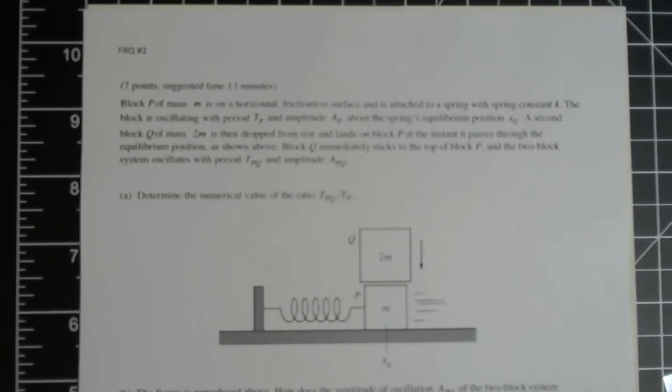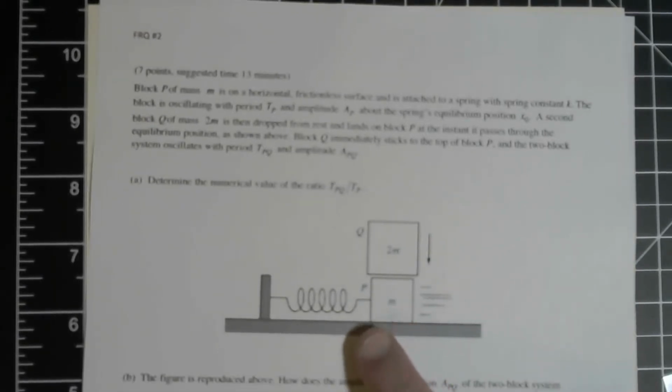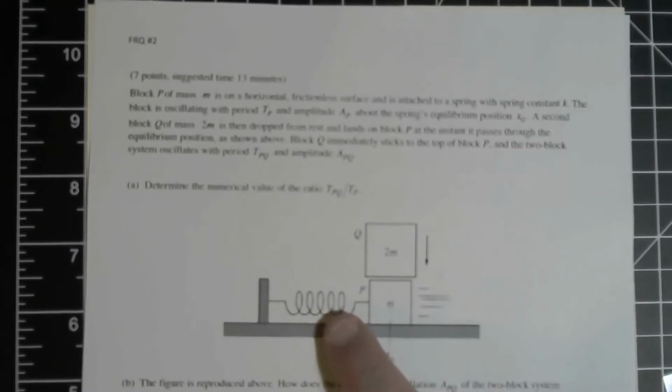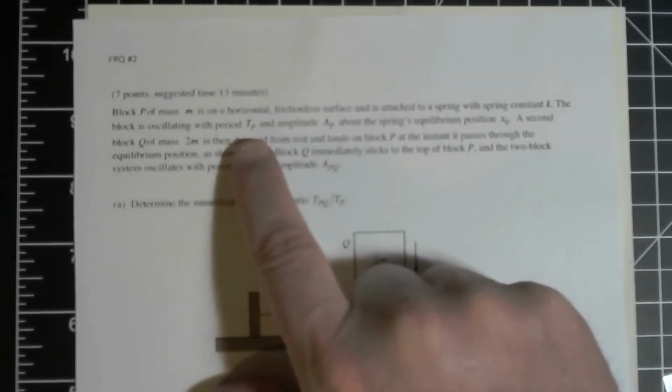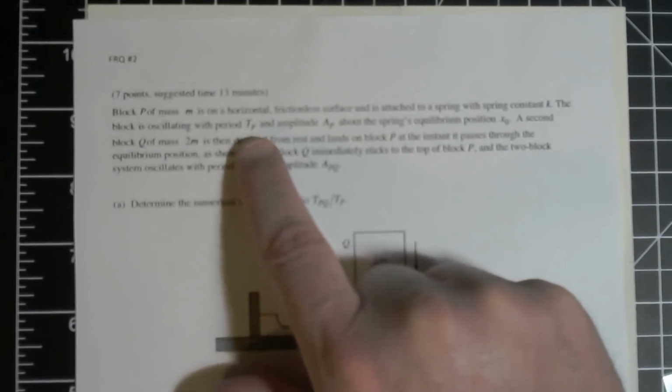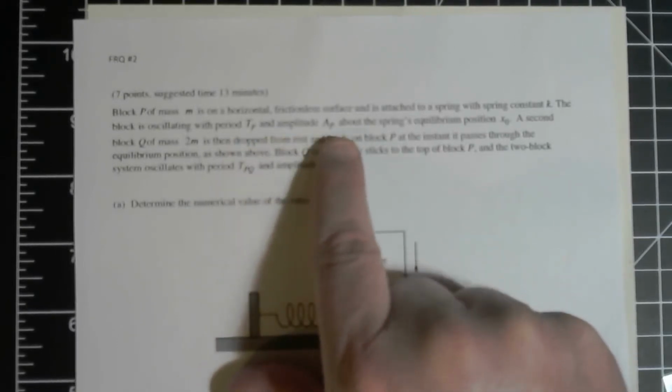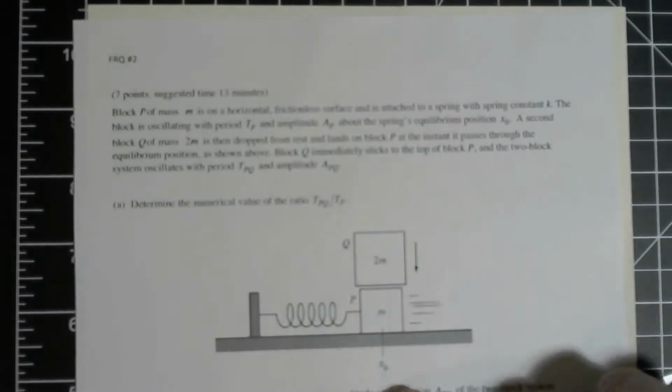Okay, so for this question, and I know it's kind of blurry there, guys. It says a block P of mass M is on this horizontal frictionless surface, so that's this guy. And it's going back and forth on this little spring mass system oscillating. It tells us it's got a period of T subscript P, and an amplitude of A sub P. And the equilibrium position is right here in the middle, it's marked.